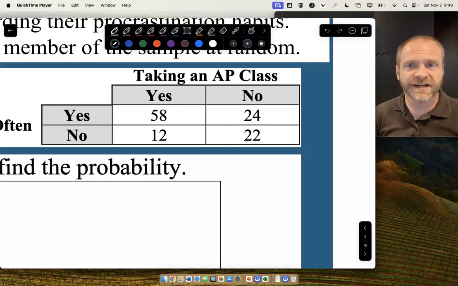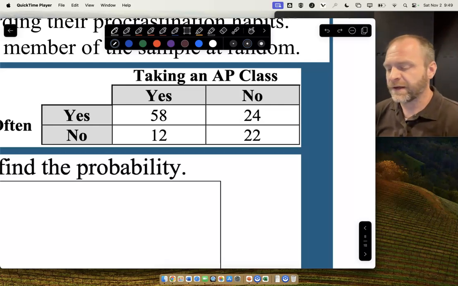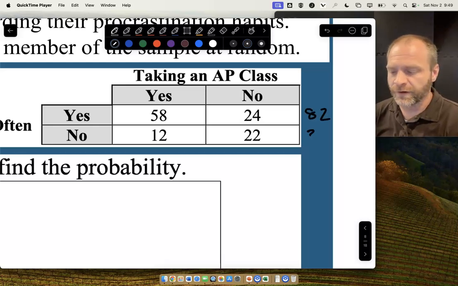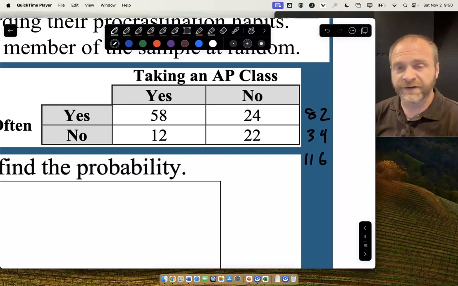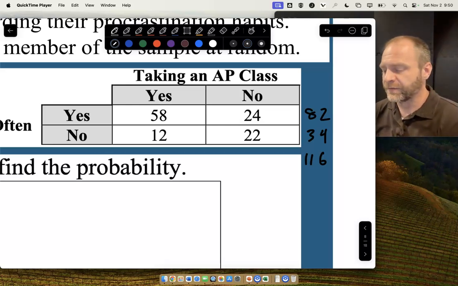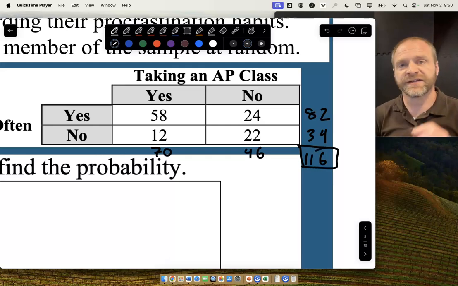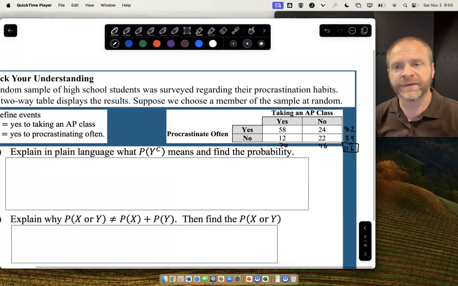We have this two-way table of the results. And what we're going to do is let's just kind of at least label the row and column totals and the whole grand total, the table total, so we can figure out how many people were completely sampled or surveyed in this. So in this case, 58 and 24 is going to be 82. 12 and 22 is going to be 34, which gives me 116. So if I look at the row totals and go through 116, my column totals should match if I'm adding. So 58 and 12 is 70, 24 and 22 is 46. That does give me 116. So I do know the grand total, the table total to help me out here.